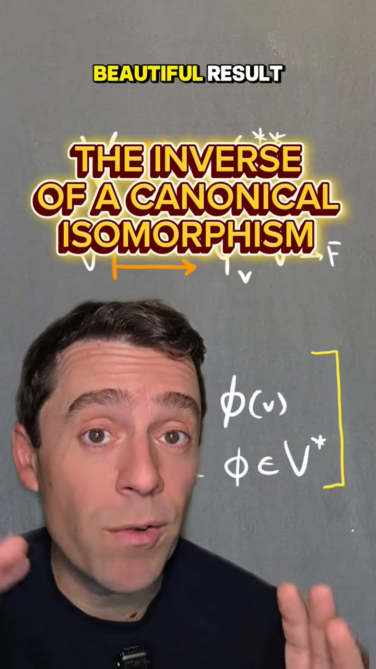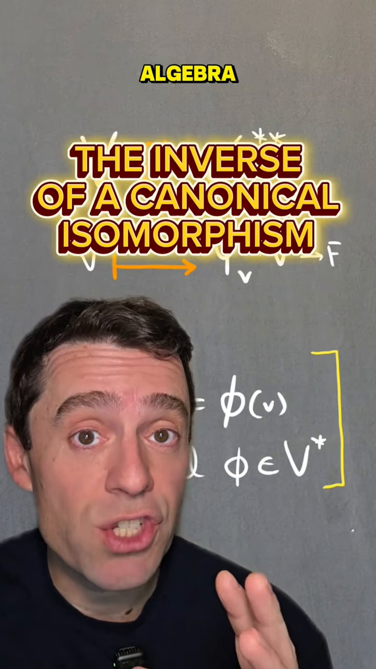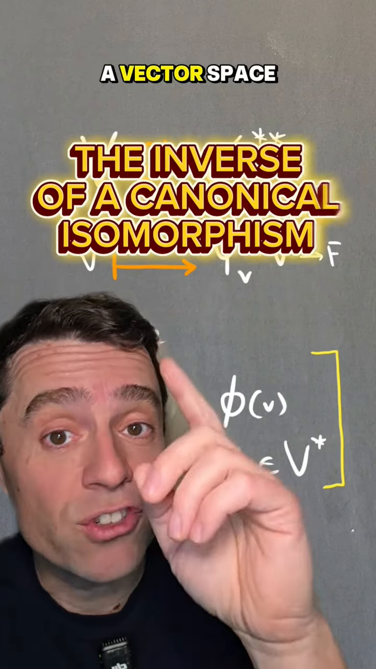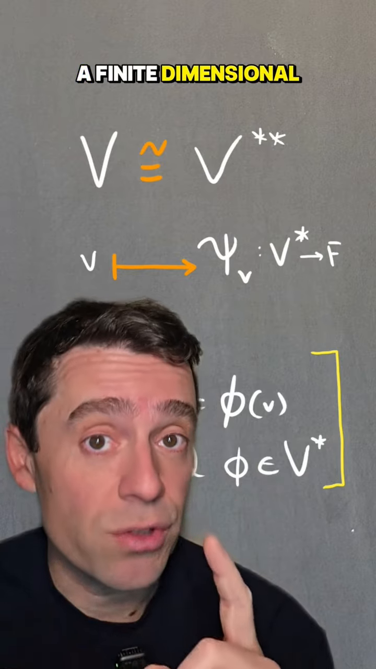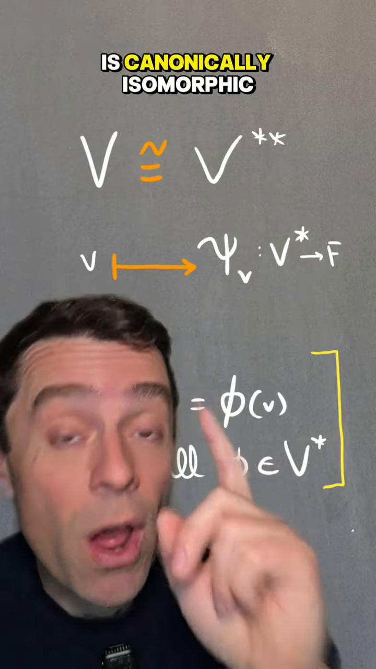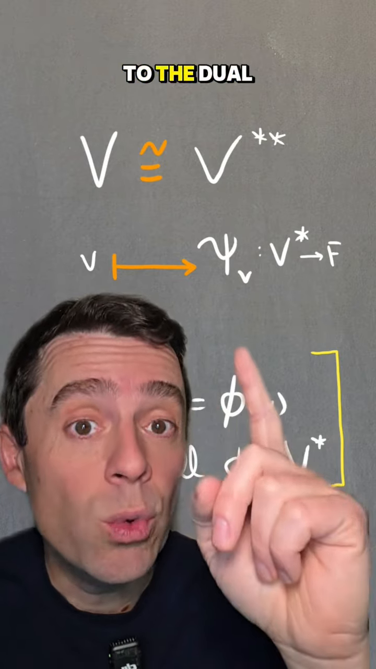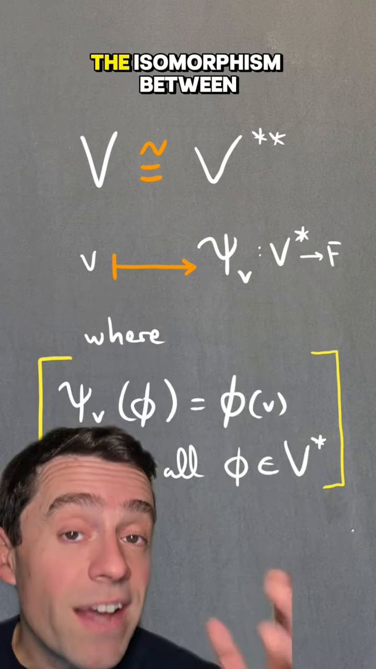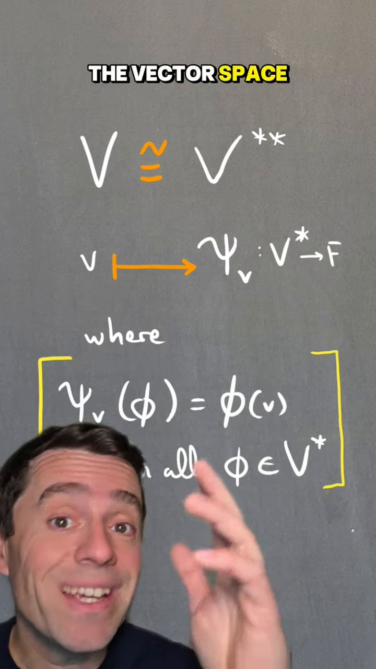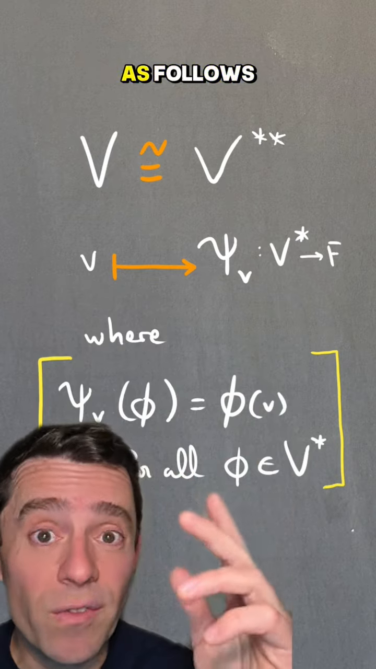There is this beautiful result in abstract linear algebra that says that a finite dimensional vector space is canonically isomorphic to the dual of the dual.